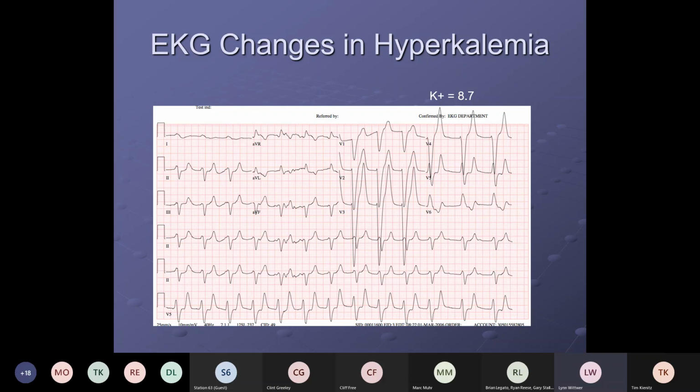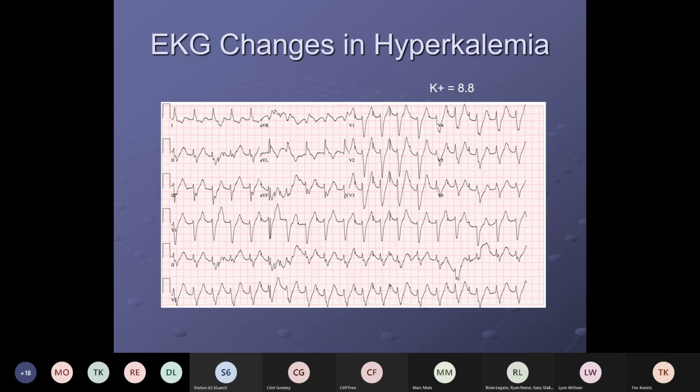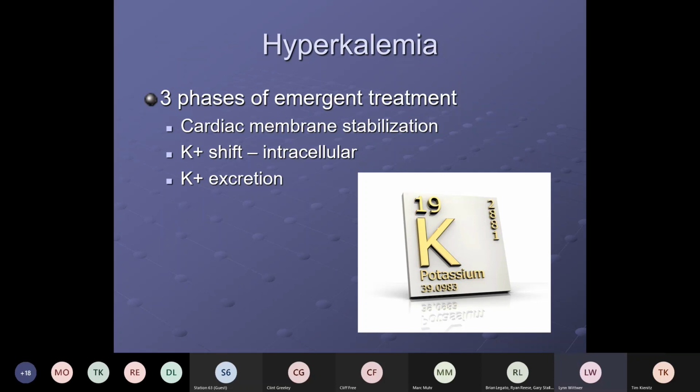Kind of same thing, but these are all different patients. So you've got real peaked T waves that are maintained in this one, and you've got the other findings. 8.8, same thing, is beginning to get, that person is probably not perfusing very well.